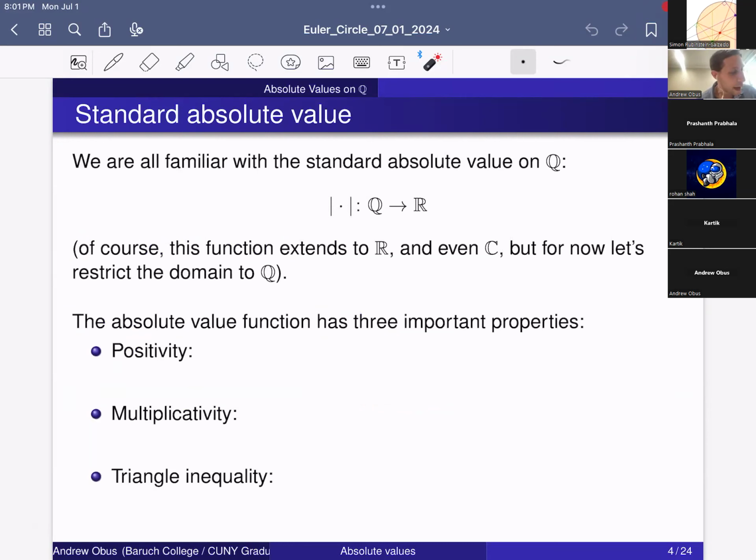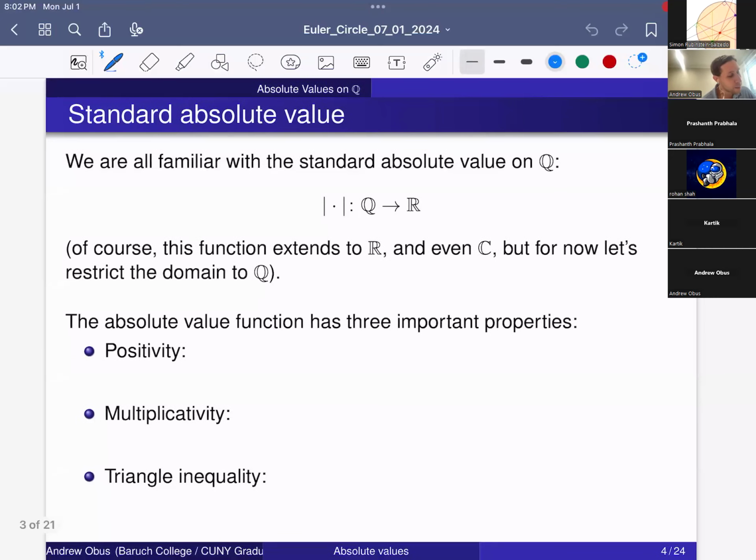Okay, so we all know the absolute value function on Q, right? It's a function from Q to the real numbers, given by just the standard absolute value. So positive numbers go to themselves, negative numbers go to their negatives. Of course, really, this is a function on all of R, and you can even do the absolute value on complex numbers. But for now, let's consider it as a function with the domain Q. We're just going to restrict the domain. If you use absolute values a lot, it turns out that it has three particularly important properties that you use over and over again.